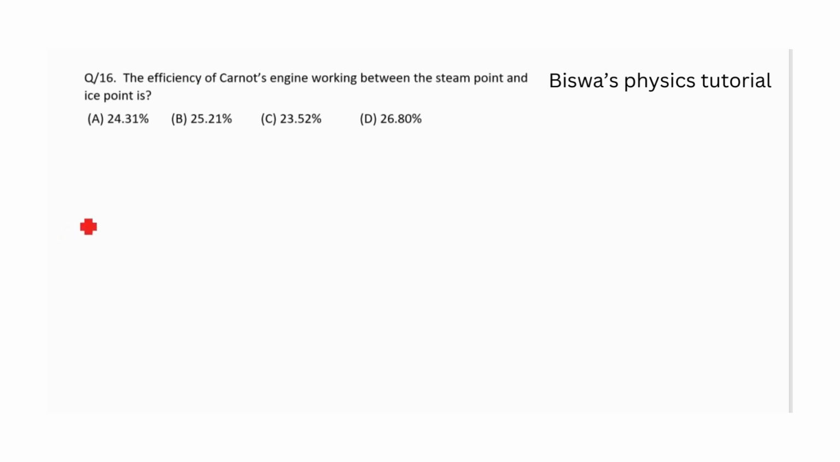So the next question is the efficiency of a Carnot engine working between the steam point and the ice point. The steam point we denote as 100 degrees Celsius, so T1 is 100 degrees Celsius, and T2 is 0, the ice point, which means 0 degrees Celsius. Written in Kelvin, it is 373 Kelvin and 273 Kelvin. It is asking to find its efficiency.